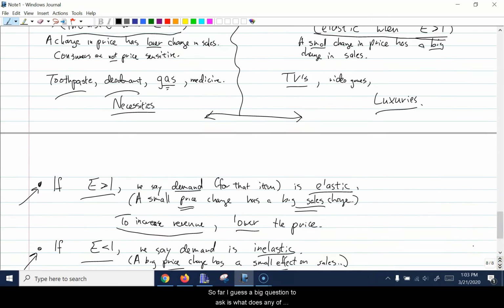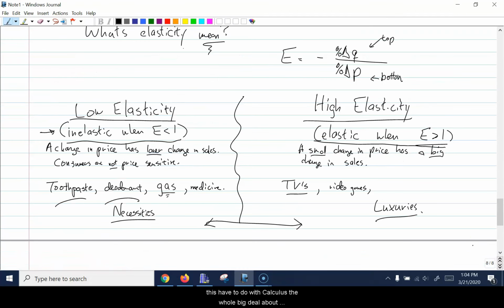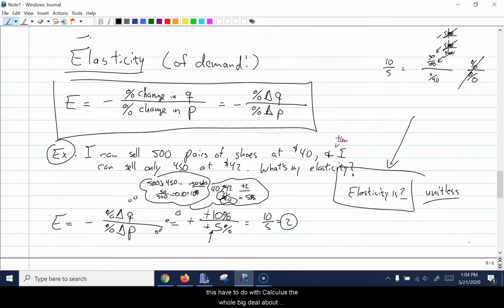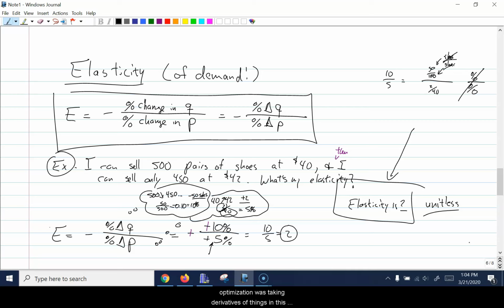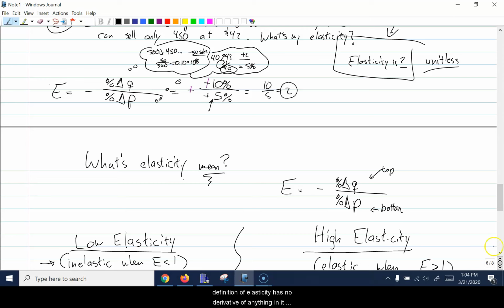So far, I guess a big question to ask is, what does any of this have to do with calculus? Like, the whole big deal about optimization was taking derivatives of things, and this definition of elasticity has no derivative of anything in it. Well, here's the place where I say, well, that's actually only one of the definitions of elasticity. The elasticity we just talked about was the discrete case.